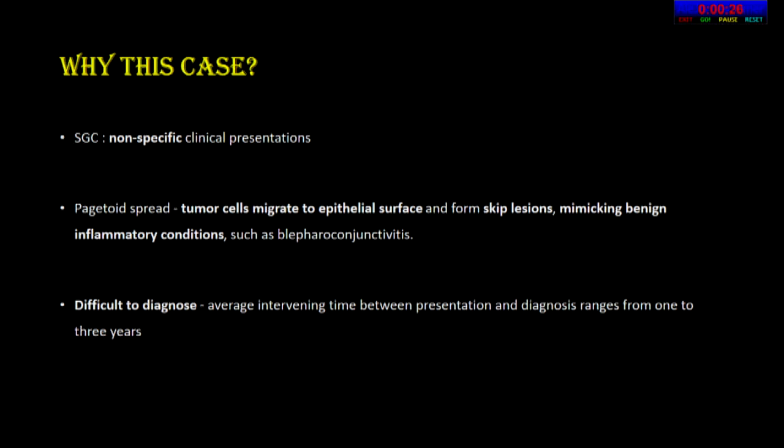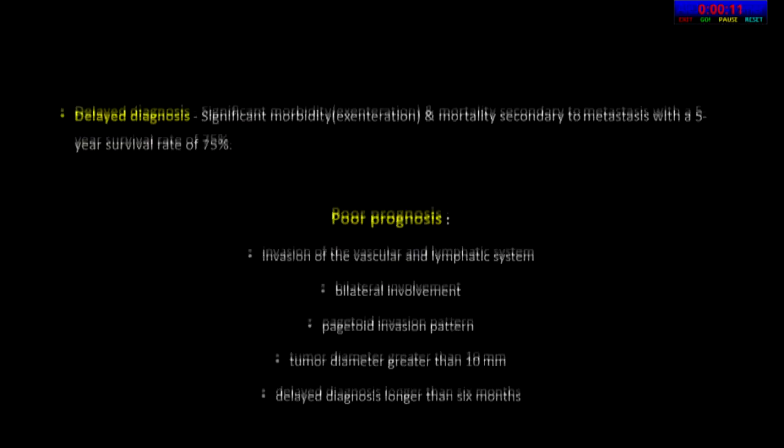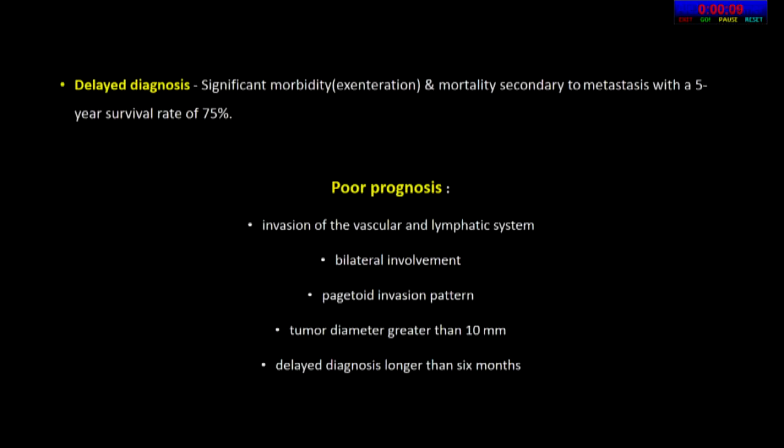Pagetoid, the tumor cells can migrate to the epithelial surface and cause skip lesions mimicking a benign lesion like blepharoconjunctivitis, and it's very difficult to diagnose because the average time interval between the presentation and diagnosis ranges from 1 to 3 years. So delayed diagnosis can lead to significant morbidity.